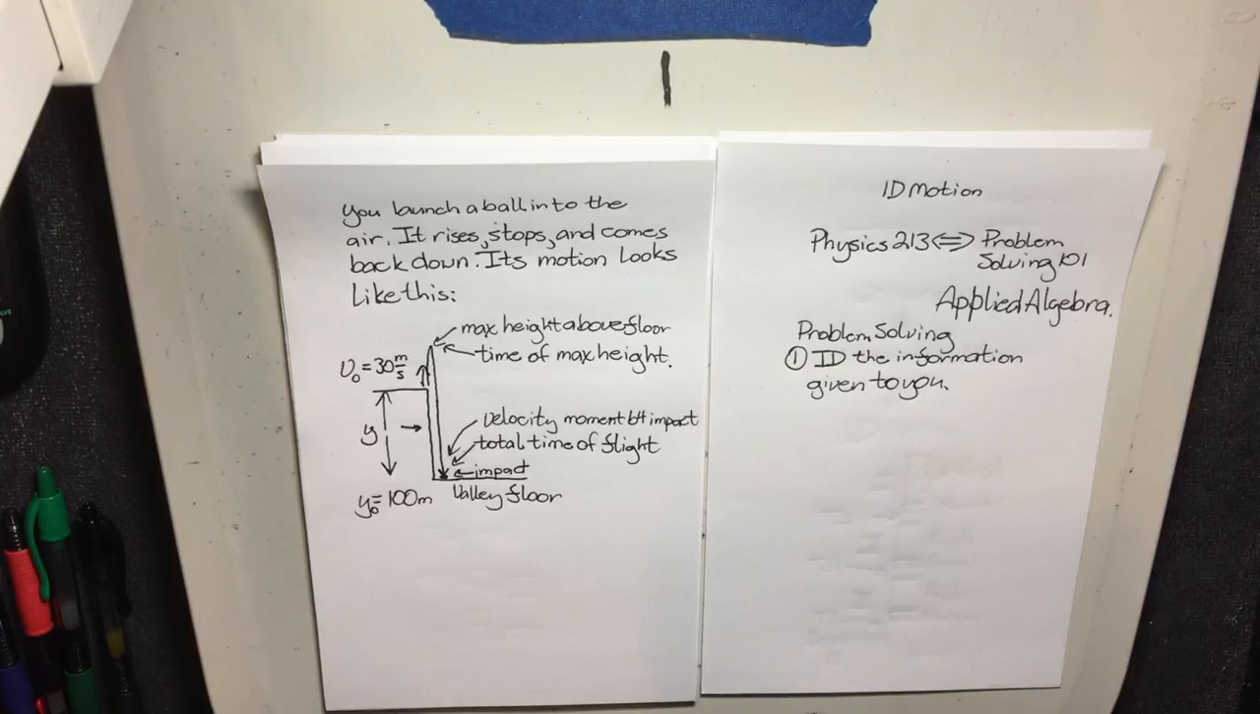So what you need to do is begin visualizing what's going on. What happens? The ball launches up, it comes to a stop, it comes back down, it goes to the floor. Just understanding and being able to describe in English what's going on helps you understand the problem.